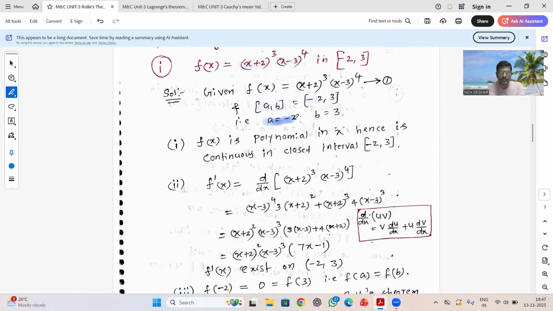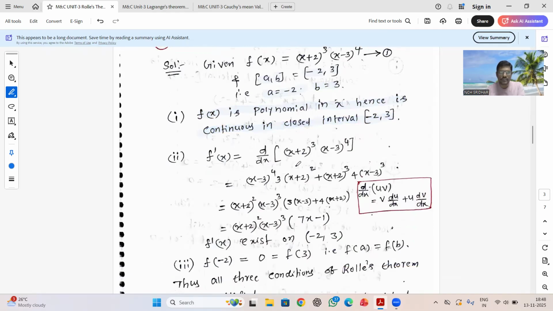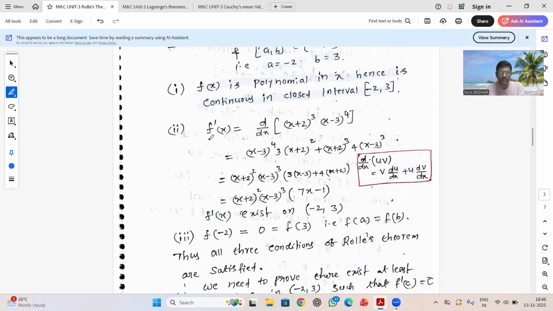When we compare, we get a equals minus 2 and b equals 3. Now, f of x is a polynomial in x, hence it is continuous in the closed interval minus 2 comma 3. Now for differentiation, we can do the differentiation first.